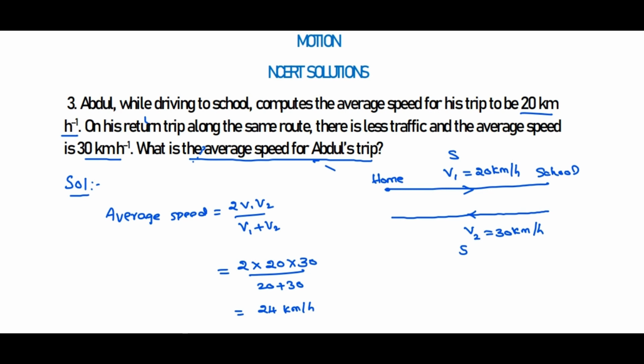Otherwise, we can do in one more way also. We can take total distance traveled is s plus s divided by total time taken t1 plus t2. t1 can be written in terms of v1 and s. t2 you can write in terms of v2 and s. And after simplification, we can get the same answer.